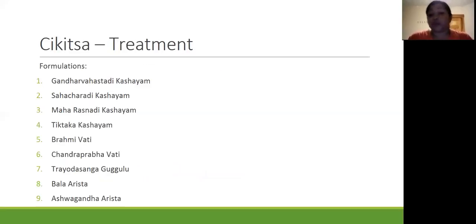So other formulations that we typically use for this condition, I just wanted to give you the names of them. We have talked about some of them. If we want, maybe we can talk about a couple of others. But at least for you to be familiar with Gandharva Astadi, that it is used for an array of vata conditions, and even in a very severe condition like Pakshaghata or hemiplegia, even then Gandharva Astadi works very well. Because again, it addresses all the issues in this pathogenesis.